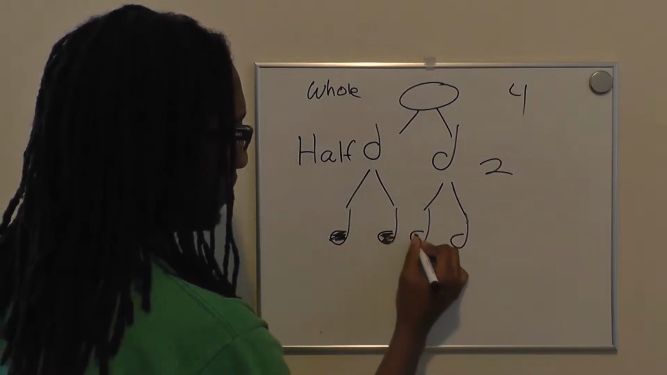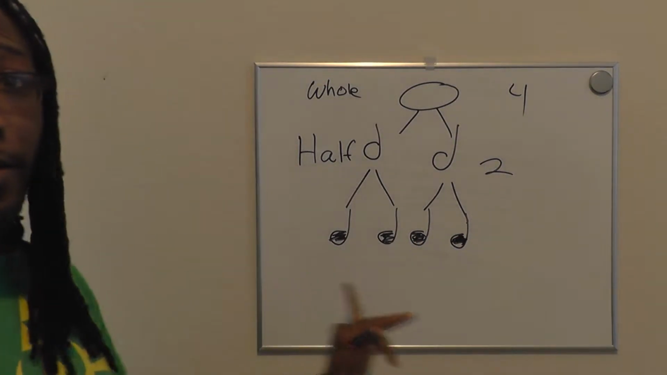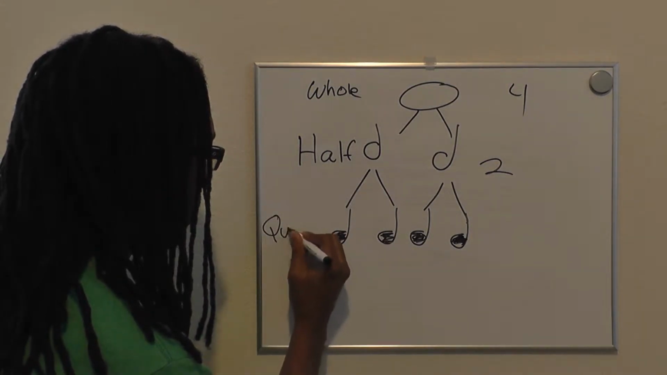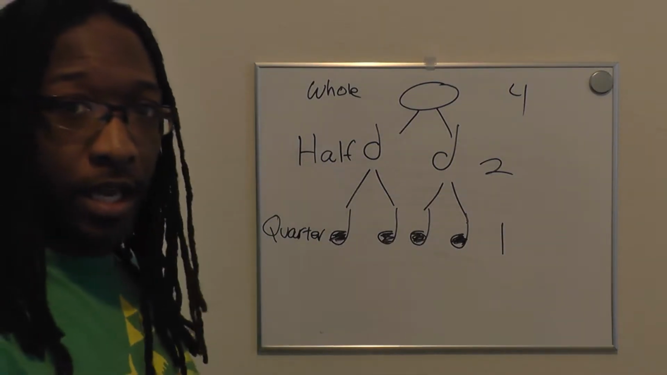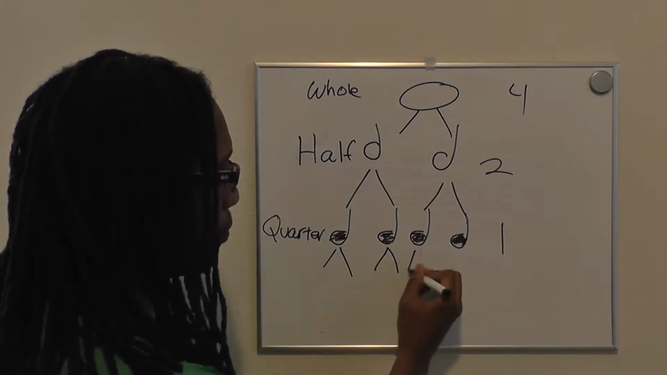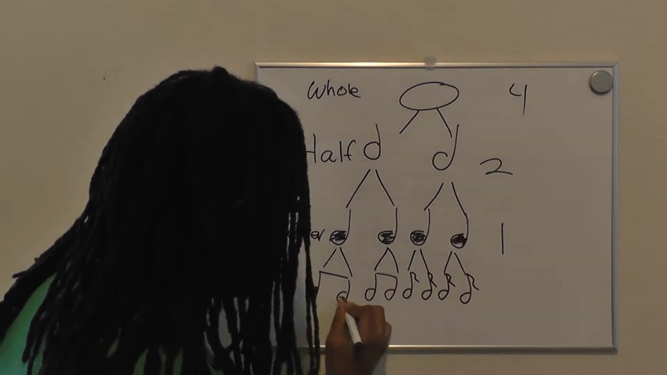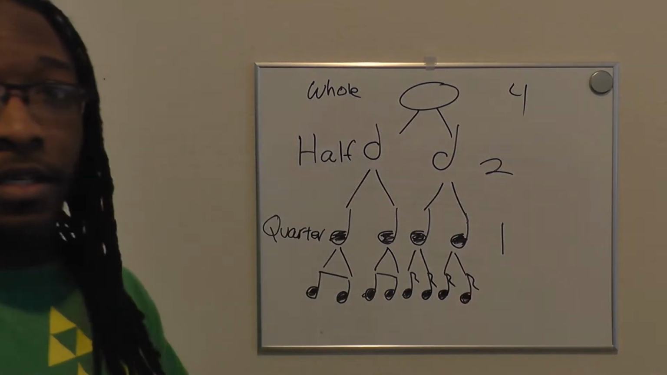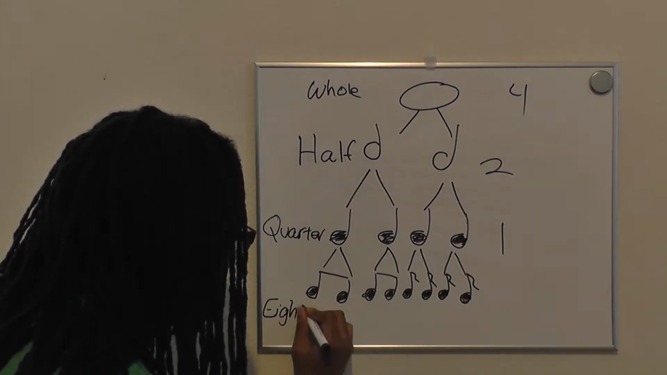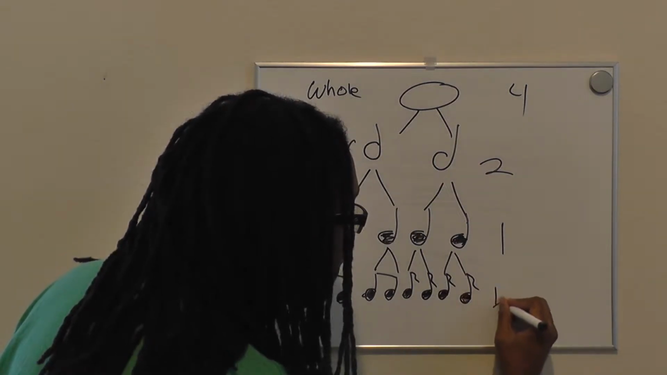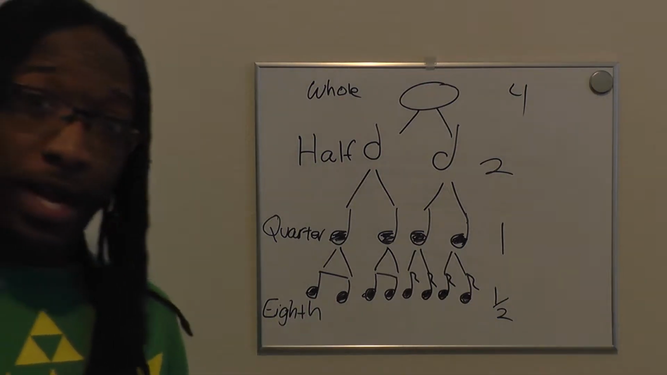It's going to be kind of rough. Alright, and now we have quarter notes. And each one of these is worth 1. And break these down into 2 equal parts. Alright, and now at the bottom, these are called eighth notes at the bottom, and each eighth note is worth 1/2 of a beat.